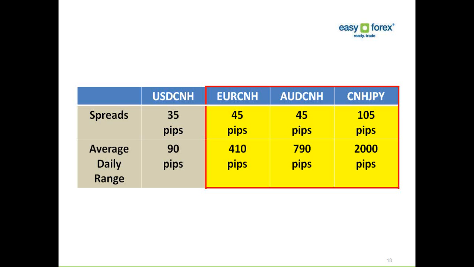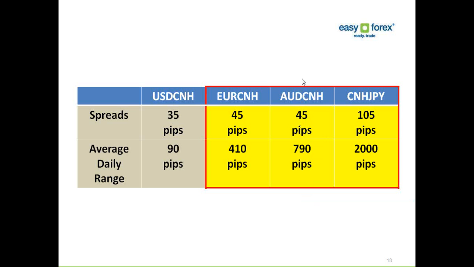You can have positive news for Australia, and you will see the Aussie dollar CNH go up. You can have negative news for China, and you will see the CNH Japanese yen go down. Let's look at the ratios then. Spread of Aussie dollar CNH 45 pips, average daily range 790. Okay, we're looking at about roughly 18 times the spread.